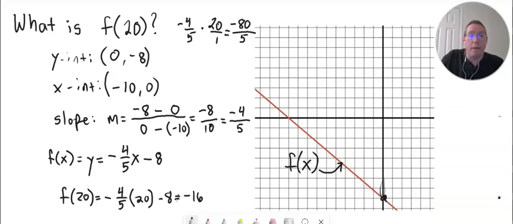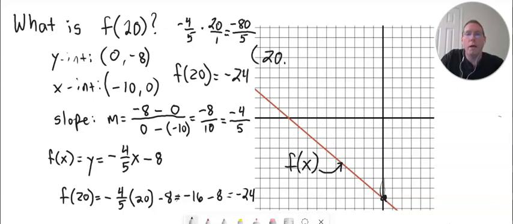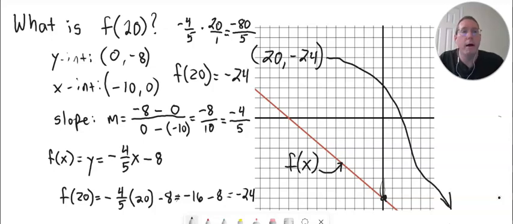And we have to do -8. So -4/5 times 20 is -16 minus 8. And -16 minus 8 is -24. And therefore, the answer to f of 20, we can say that f of 20 is equal to -24. And so the coordinate (20, -24) is somewhere on this graph way down here. And so now we're able to answer what is f of 20.